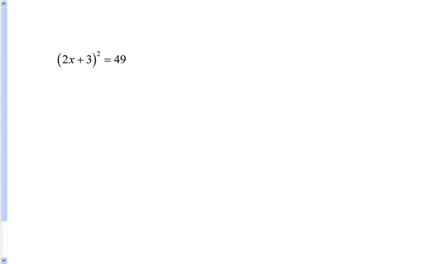Now here's an interesting idea. If I ask you what number I could square to equal 49, you'd tell me 7, probably. However, there are two numbers. The thing inside could either be 7 or the thing inside could be -7, because when you square -7 you also get 49.